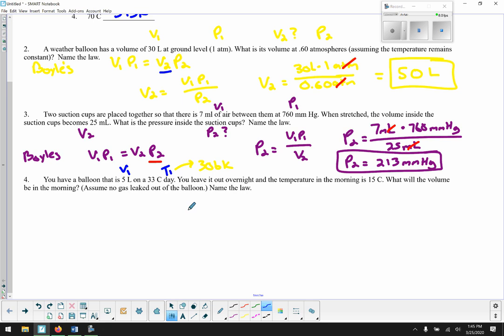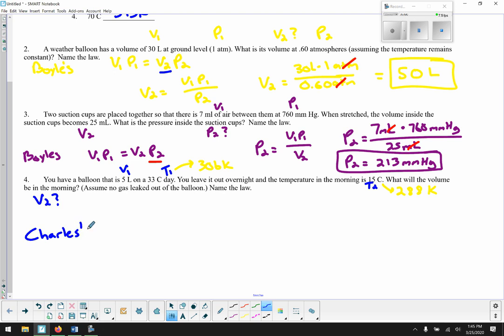You leave it overnight. The temperature in the morning is 15 degrees Celsius. That's T2. And again, you add 273 to 15, and you get 288 kelvins. What will the volume be in the morning? So we are looking for V2. Now we're dealing with volume and temperature, not volume and pressure. So this is going to be a Charles' law equation.